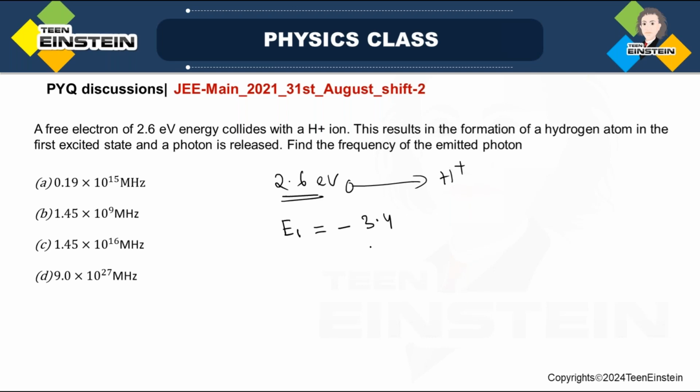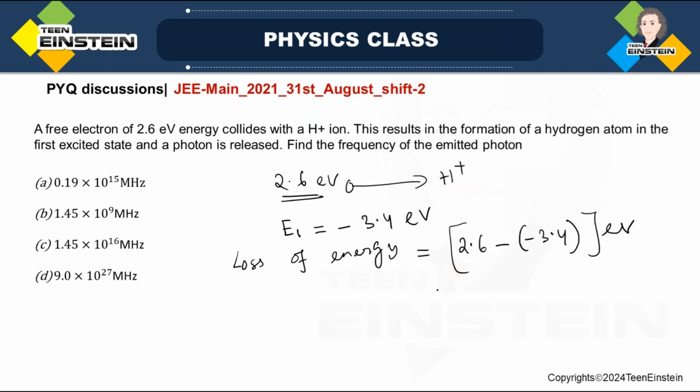Now, loss of energy will be how much? Loss of energy will be 2.6 minus of minus 3.4 electron volt. The whole thing will be in electron volt. This will be 6 electron volt.